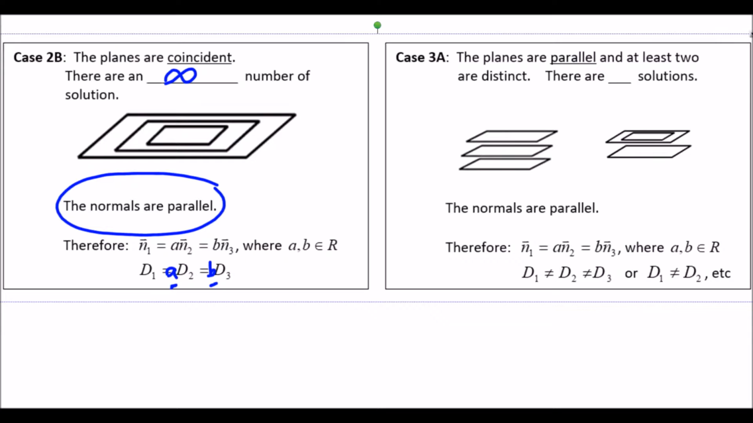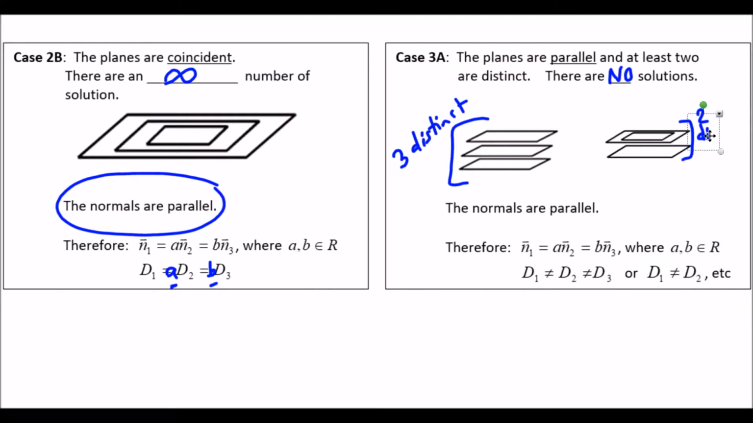Case 3a, the planes are parallel but at least 2 are distinct. So here there is no solution. Here 3 are distinct. Here just 2 of them are distinct and 1 is coincident. Well, 2 are coincident and 2 are distinct. But again, what does this mean? This means there's no solution.